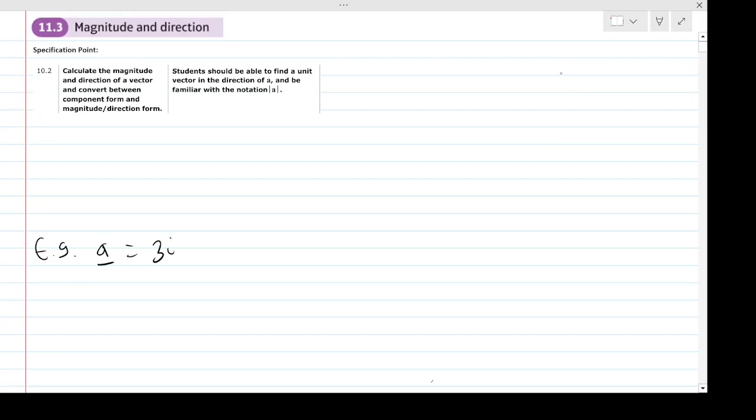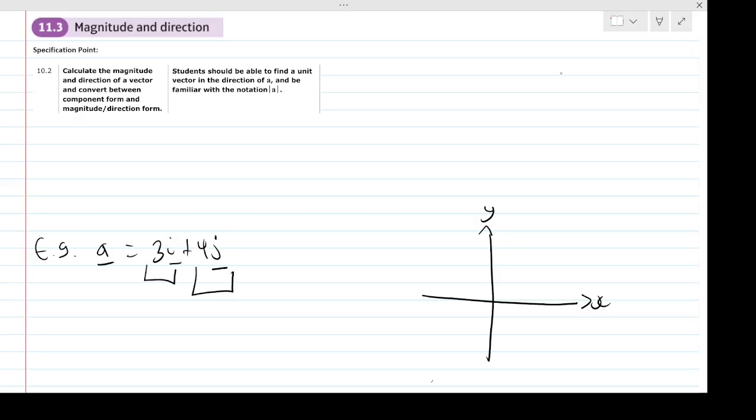3i add 4j, right? 3i and 4j. We represented that on a graph, say here, on an xy axis. And so we use this i and j notation. These vectors i and j, but essentially the i represents the x part and the j represents the y part.